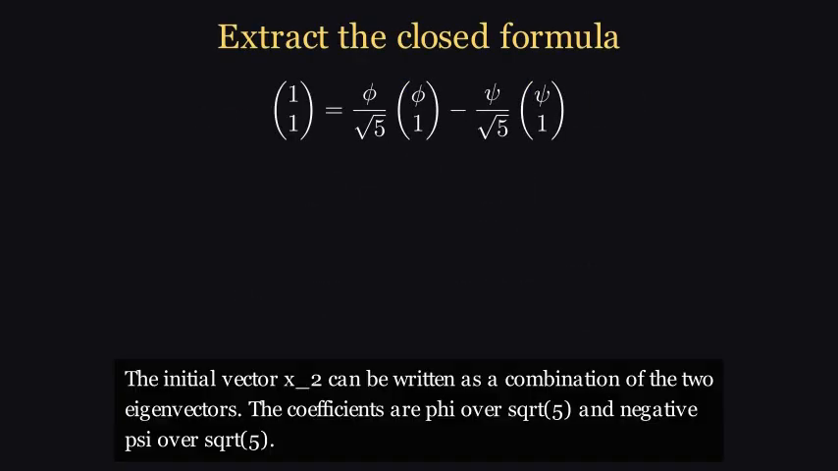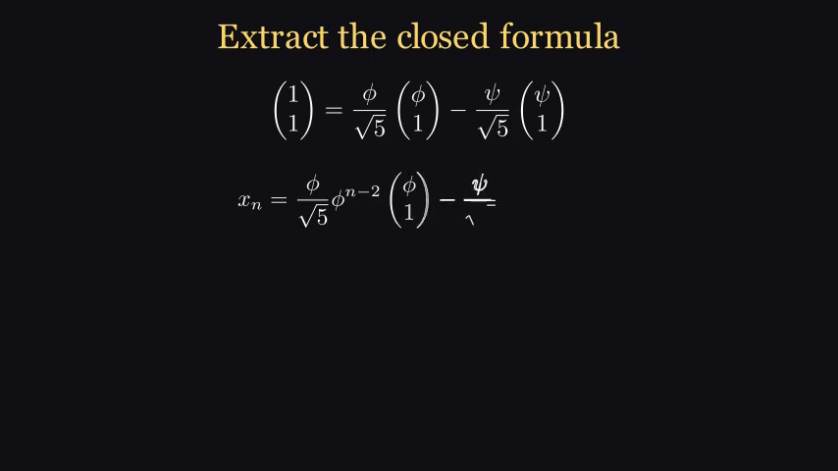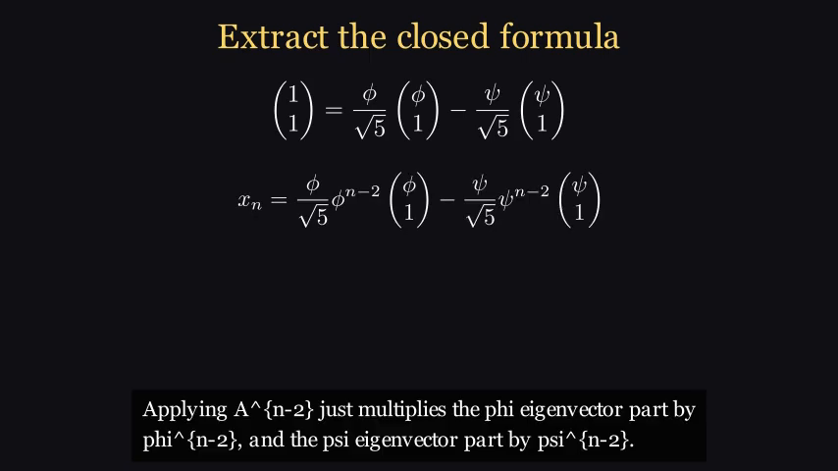The initial vector x2 can be written as a combination of the two eigenvectors. The coefficients are phi over square root 5 and negative psi over square root 5. Applying A to the n minus 2 just multiplies the phi eigenvector part by phi to the n minus 2, and the psi eigenvector part by psi to the n minus 2.